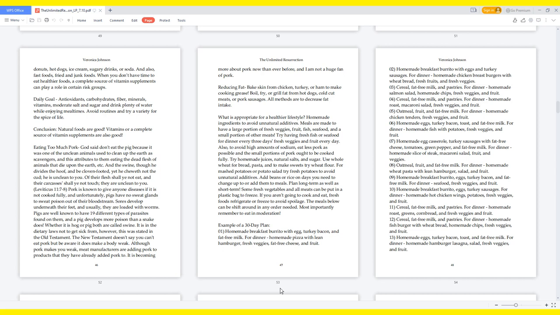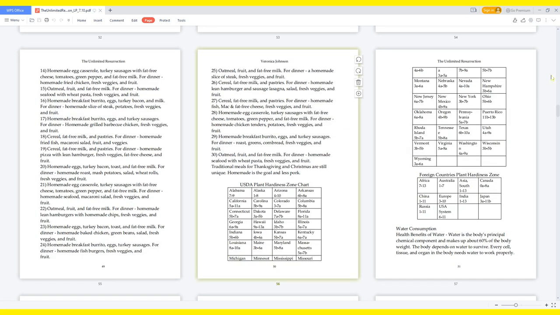Day 12: Cereal, fat-free milk, and pastries. For dinner, homemade fish burger with wheat bread, homemade chips, fresh veggies, and fruit. Day 13: Homemade eggs, turkey bacon, toast, and fat-free milk. For dinner, homemade hamburger lasagna, salad, fresh veggies, and fruit. Day 14: Homemade egg casserole, turkey sausages with fat-free cheese, tomatoes, green pepper, and fat-free milk. For dinner, homemade fried chicken, fresh veggies, and fruit.